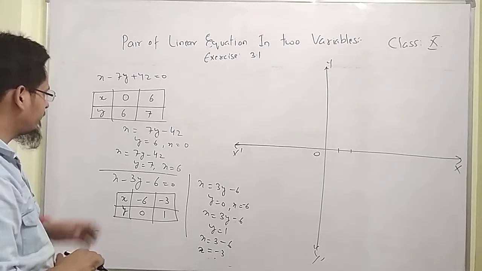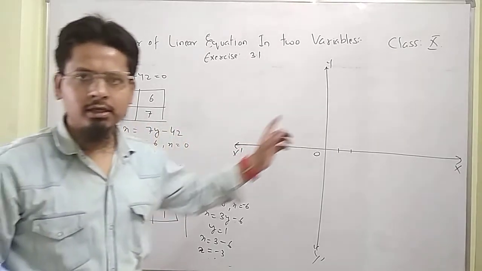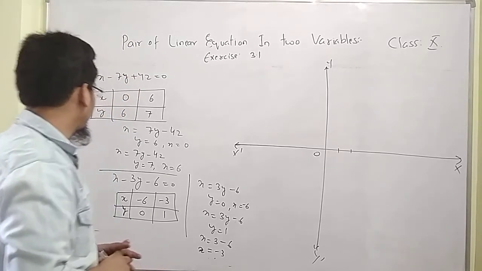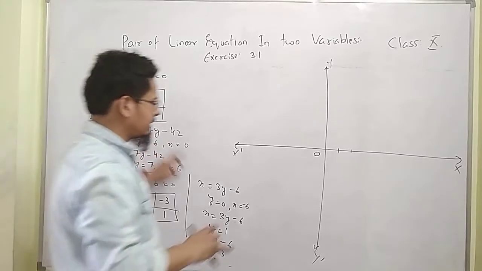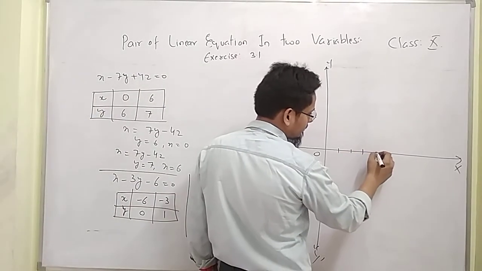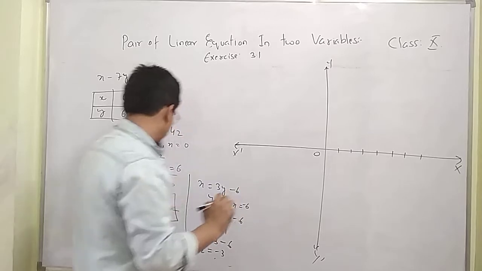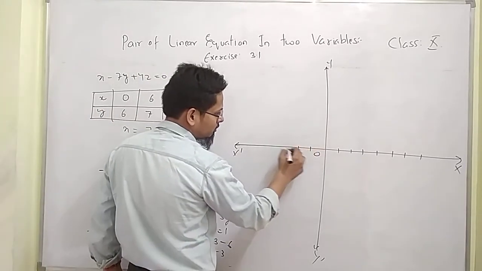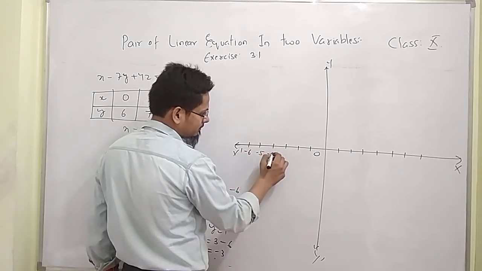Now we can get the idea of how the numbers come in the table. Accordingly, we have to plot all these points on a real number line. On x the maximum is 6, and on y the maximum is 7. So here it is 1, 2, 3, 4, 5, 6, 7. And on the minus x axis it goes to minus 6, up to 1, 2, 3, 4, 5, 6. It is minus 6.